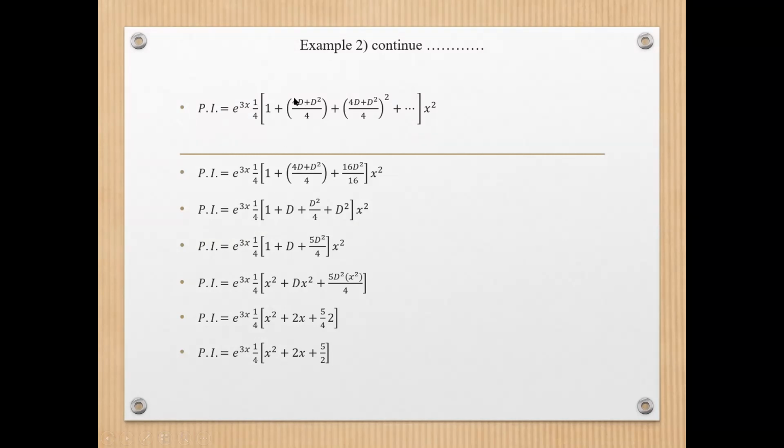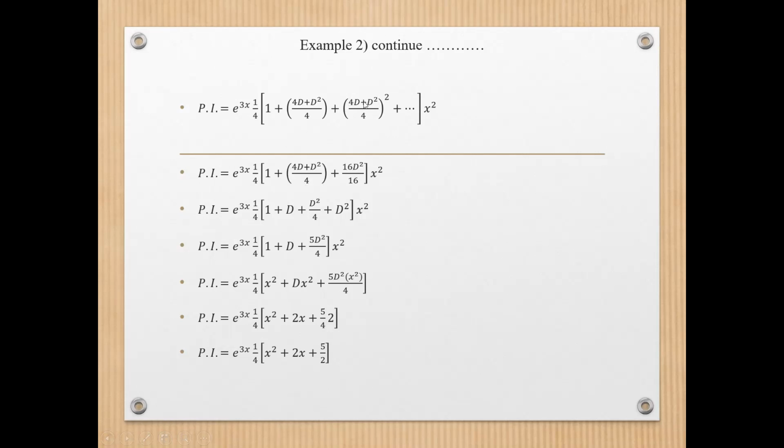1 minus 4d plus d square by 4 plus 4d plus d square by 4 bracket square plus, and so on, into x square. The important thing is that here is a minus sign, here a minus sign, here a minus sign. By mistake, I have written a plus sign here. Clear this.